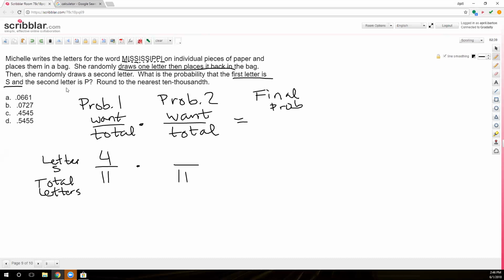So then she randomly draws a P. So for the second one, we're looking for the letter P, and someone's ahead of the game, already counted it up, and we know there is 2 letter P's with our total still of 11. So when we plug this into a calculator, we use the divide sign. 4 divided by 11 multiplied by 2 divided by 11.